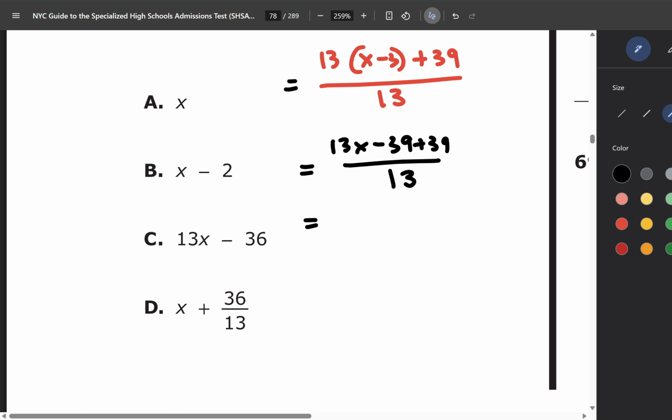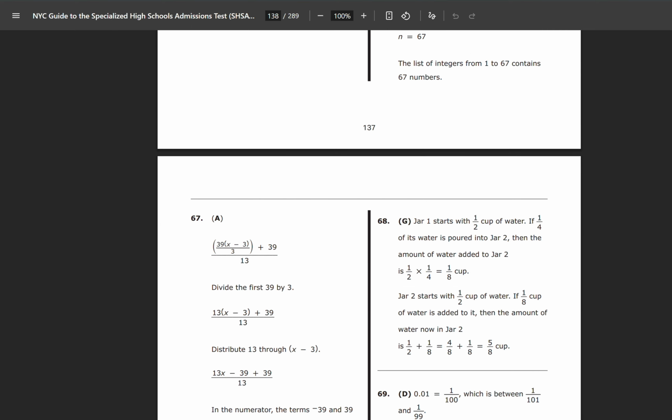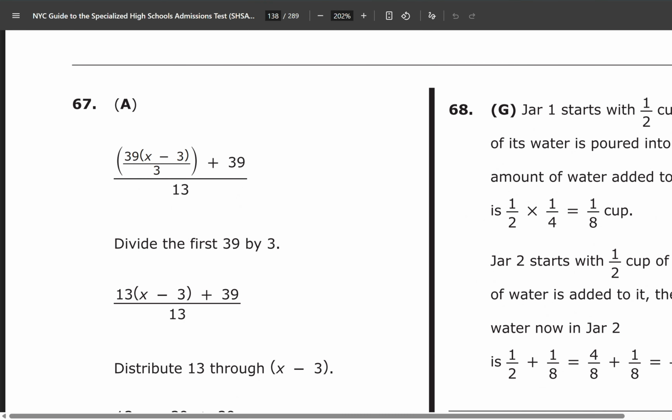Now, the obvious here is that we're going to subtract 39 from 39, or rather add 39 to negative 39, and that is equal to 0. So these two kind of cancel out in a way. So we're left with 13x over 13. And last but not least, you're just canceling out the 13s, and you're left with x. Just like that, A is your answer. And we can check over here. Yep, A is your answer right here.